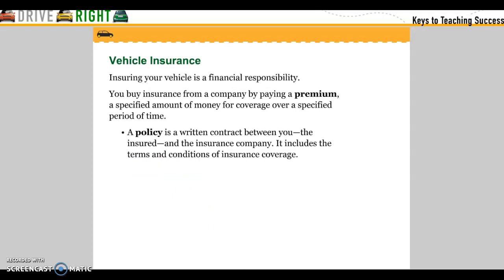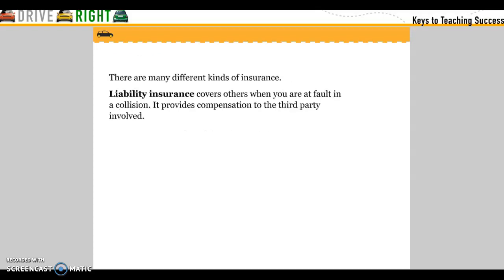Vehicle insurance. Insuring your vehicle is a financial responsibility. You buy insurance from a company by paying a premium, a specific amount of money for coverage over a specific period of time. A policy is a written contract between you, the insured, and the insurance company. It includes the terms and conditions of the insurance coverage. There are many different kinds of insurance.